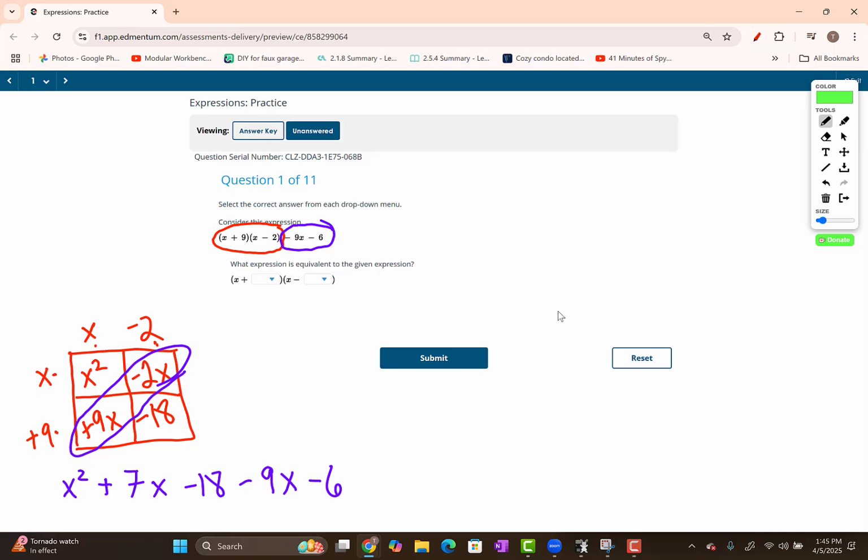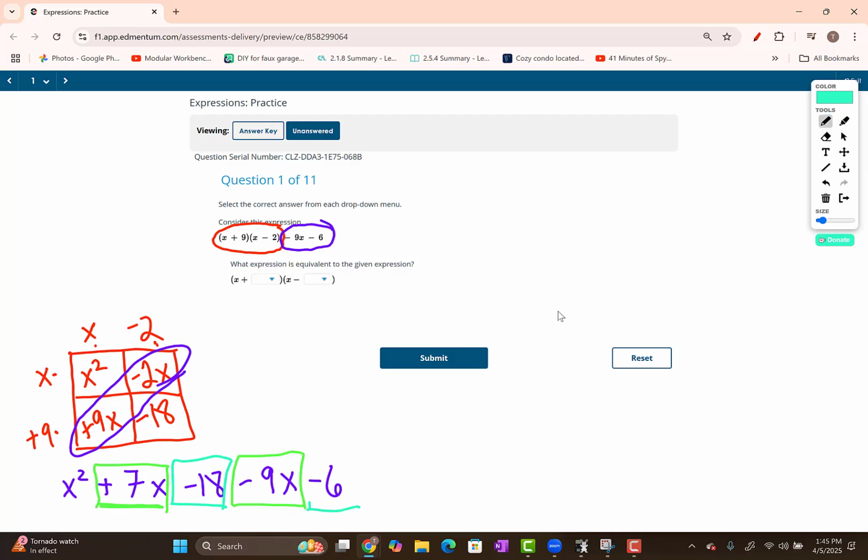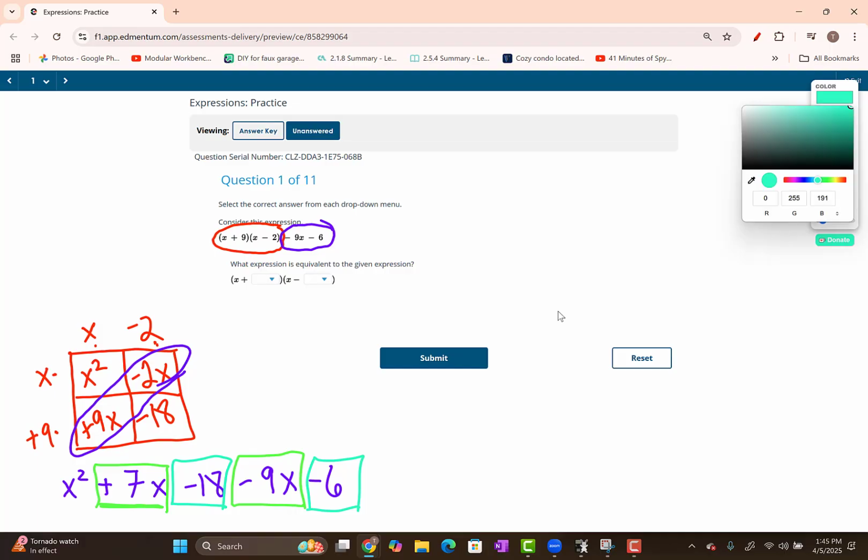And then our like terms are positive 7x and negative 9x. And then also negative 18 and negative 6. We're going to combine those like terms to get our final answer.